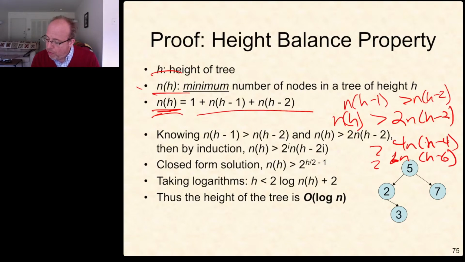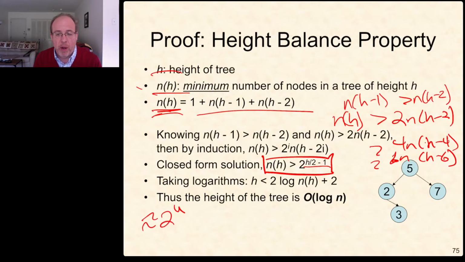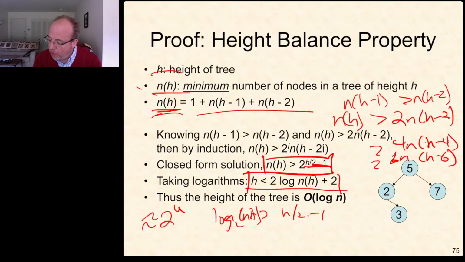The closed form solution of that, which I won't work out for you here, but I may follow up with a Piazza post, is that it's at least 2 to the h over 2 minus 1 total nodes. And remember, what we were looking for was something on the order of 2 to the h total nodes, because these are just some constant factors. So if we take the logarithm of both sides of these things, log n is greater than or equal to h over 2 minus 1, log base 2. And then we solve for that, and we end up with h less than 2 log n.